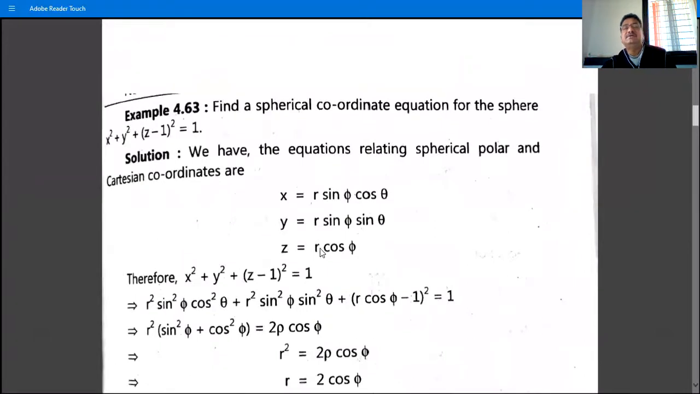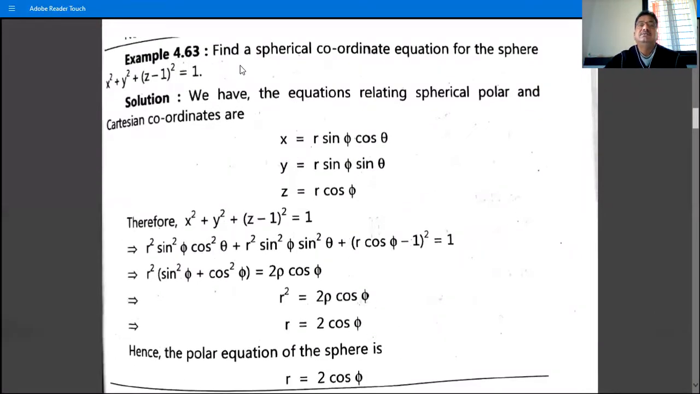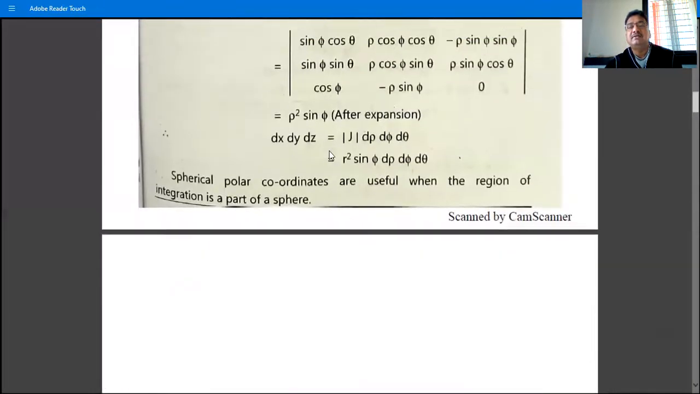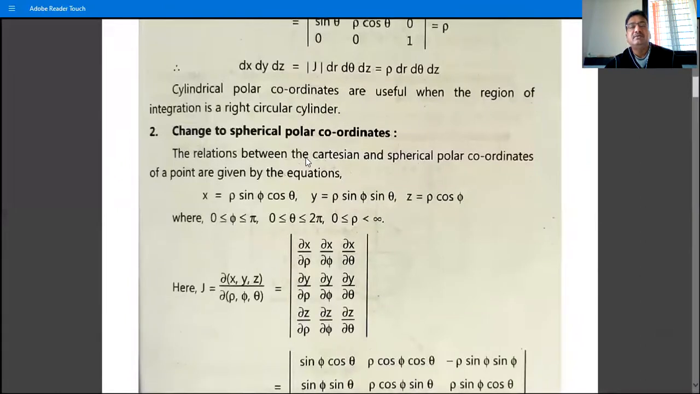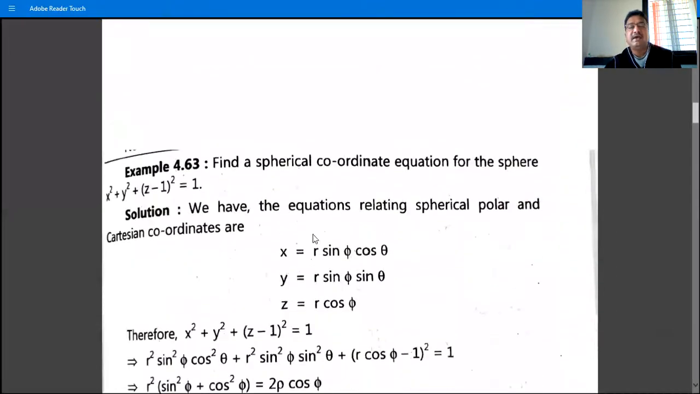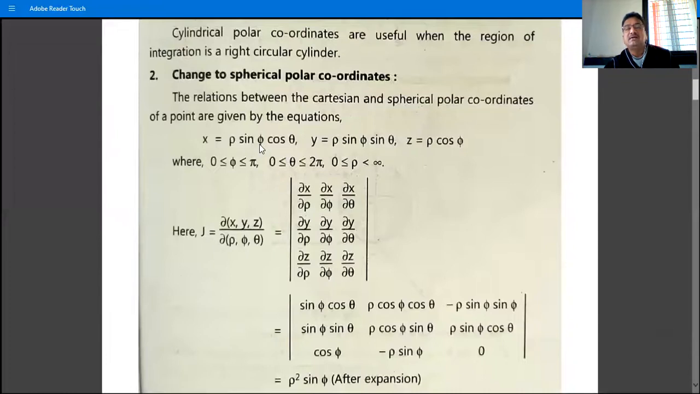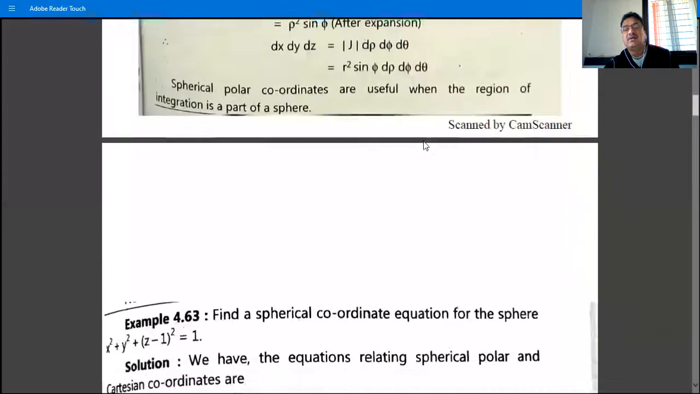So the examples on these. Find a spherical coordinate equation for the sphere. So we have to convert this equation of the sphere into spherical coordinates. Use x as r sine phi cos theta. Either use rho notation or r notation; I think r notation is familiar to us. So x is r sine phi cos theta, y is r sine phi sin theta, and z is r cos phi.